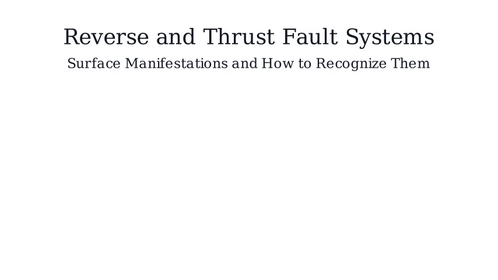Welcome! In this lesson, we will build a strong visual understanding of reverse and thrust fault systems and the landforms they leave at Earth's surface. We will see how low-angle faults in compressional belts push crust upward, fold surfaces, and imprint subtle but diagnostic geomorphic clues like uplifted terraces, linear mountain fronts, triangular facets, and stream anomalies.